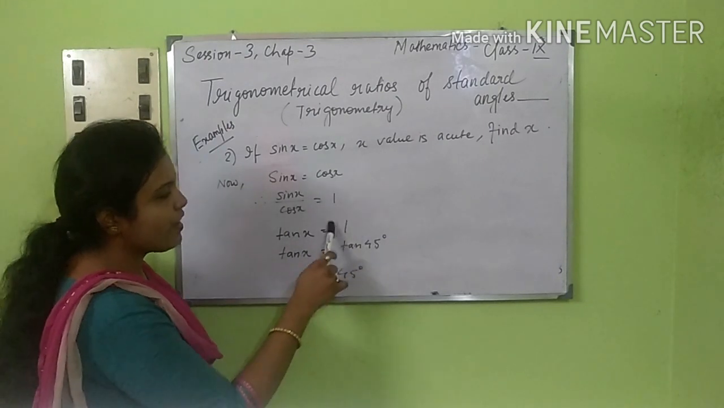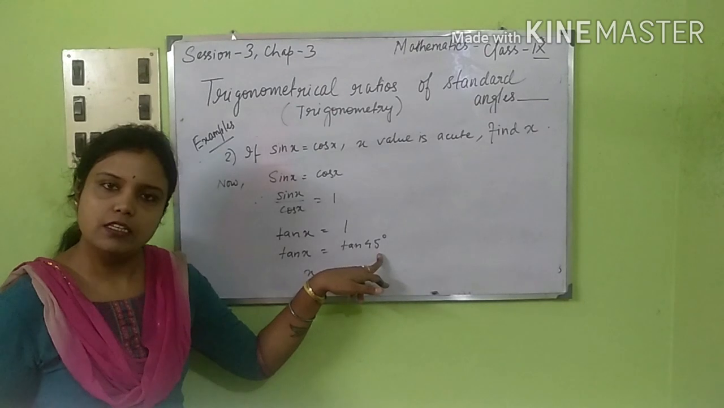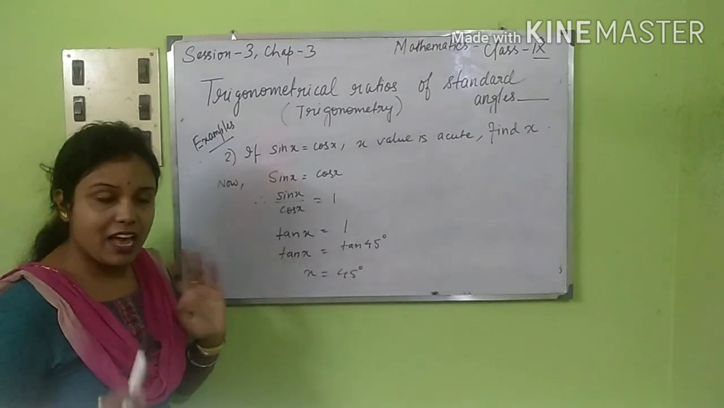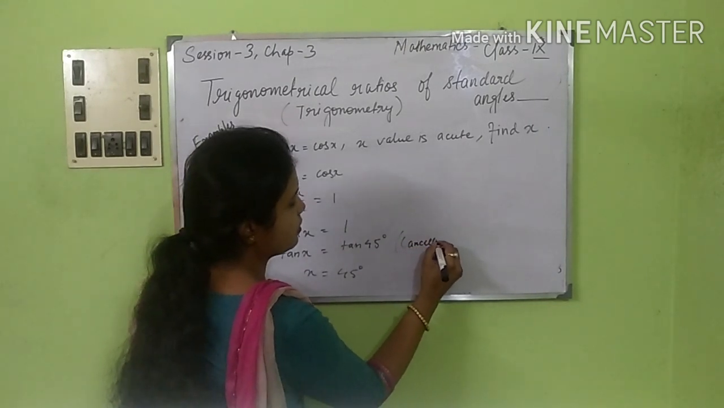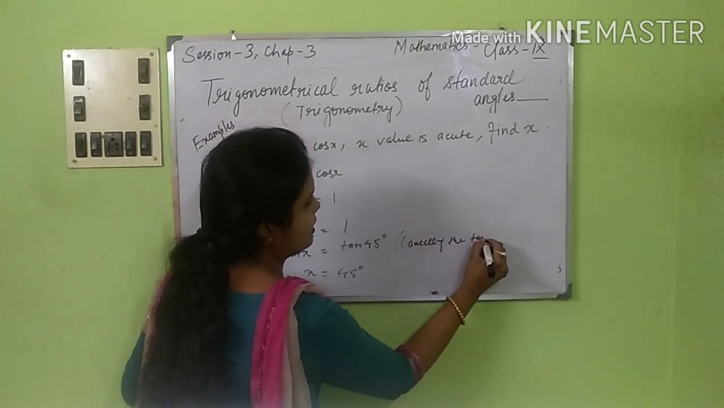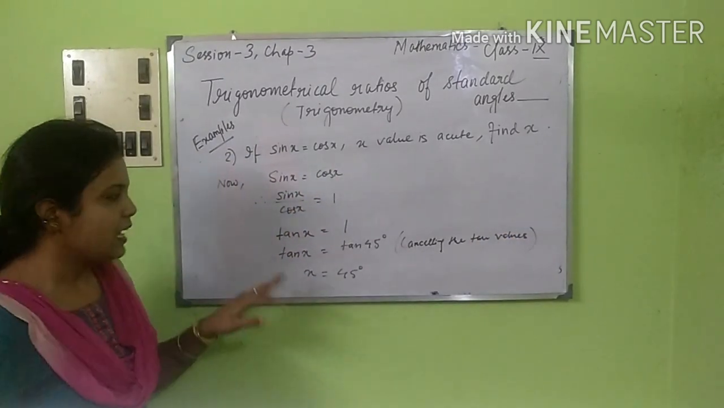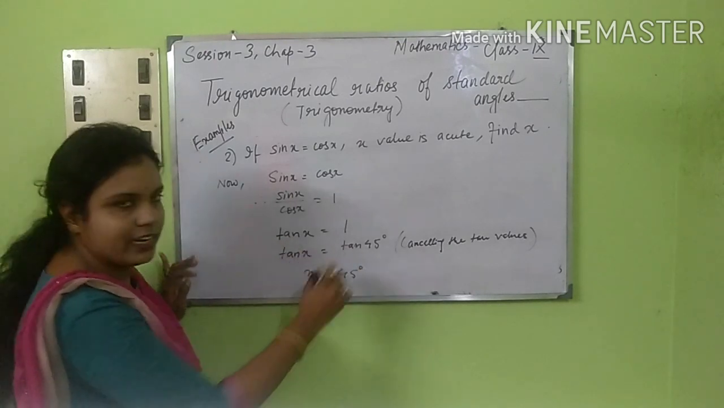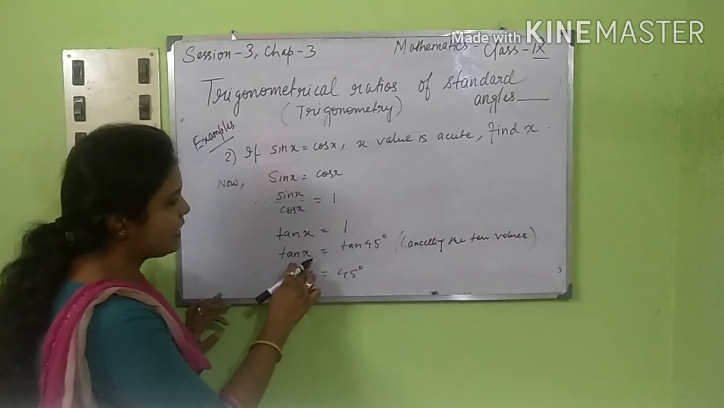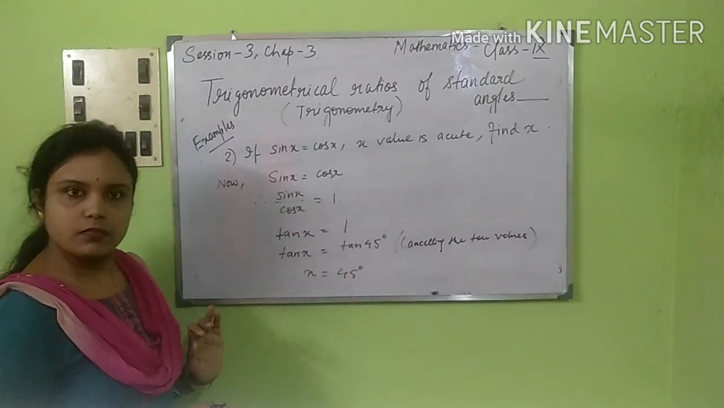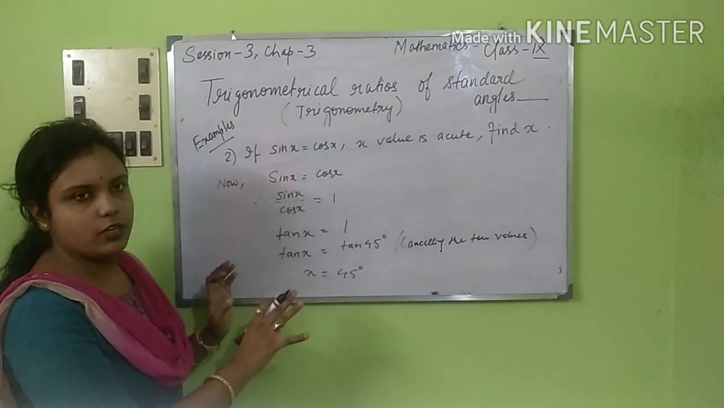Now, which value of tan has this value of 1? It is tan 45, right? So, you don't have to write anything, you can just write at the side: cancelling the tan values. Please don't cut like this and say tan cancelled. No. Please just write cancelling the tan values. So, we get x is equal to 45. Okay? This is really very easy, I think, for you to understand, not at all tough.